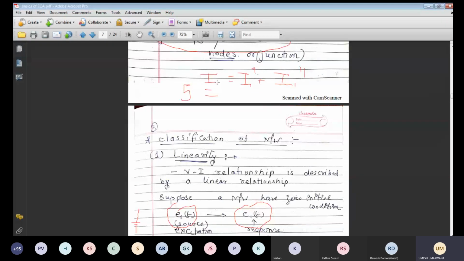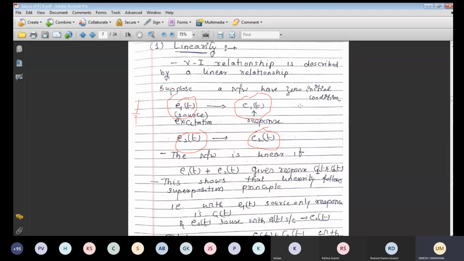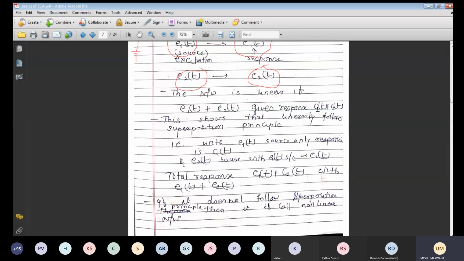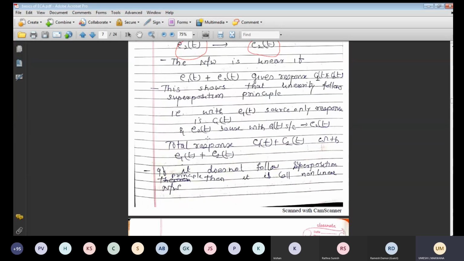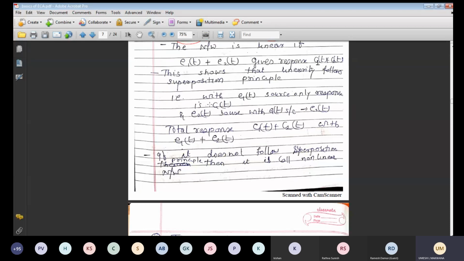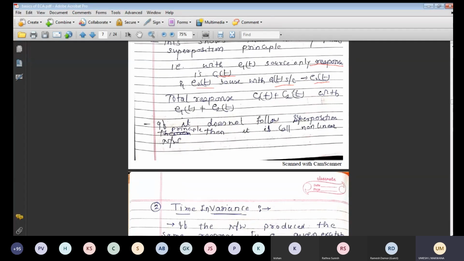That I have already discussed: I is equal to I1 plus I2 when both voltages are applied. With the E1 source only, with E2 short circuited, the response is C1. Now in the second case, when we apply E2, with E1 short circuited, the response is C2. So we get C1 plus C2, which is equal to the total response given by E1 plus E2.